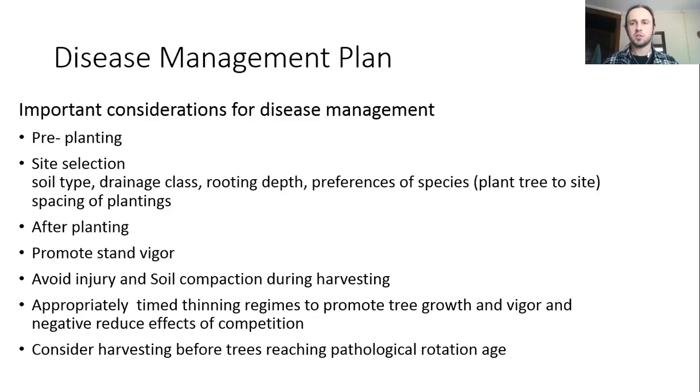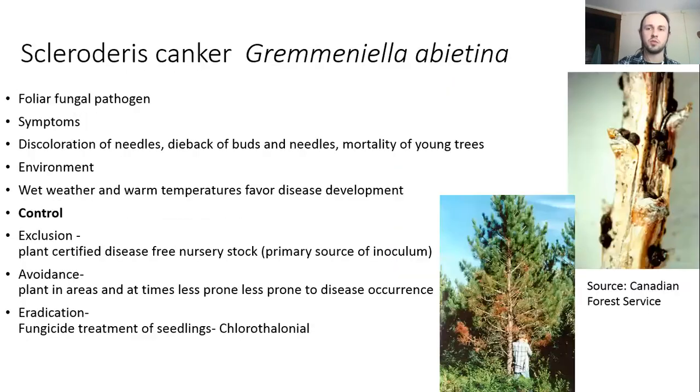And then considering harvesting of trees before reaching pathological rotation age, which is the age at which rate of increase of growth equals rate of loss due to decay. So we just move into some of the diseases.